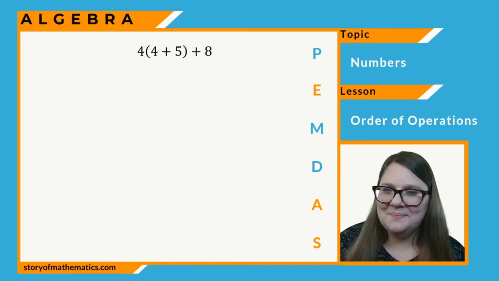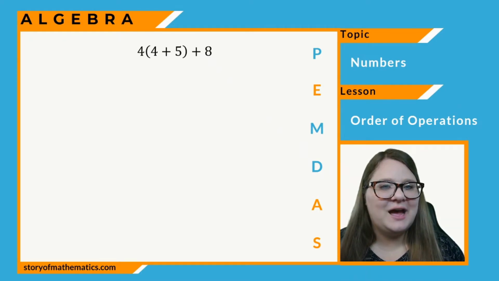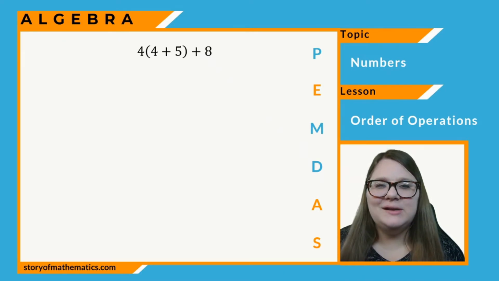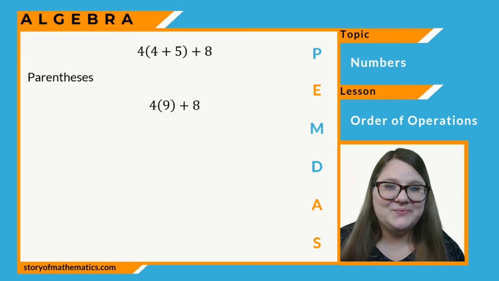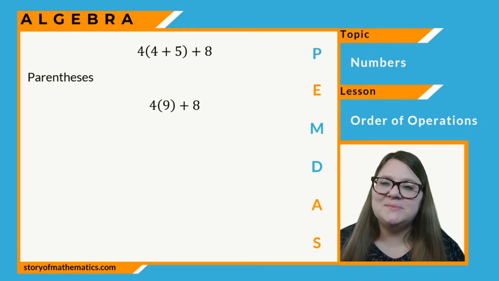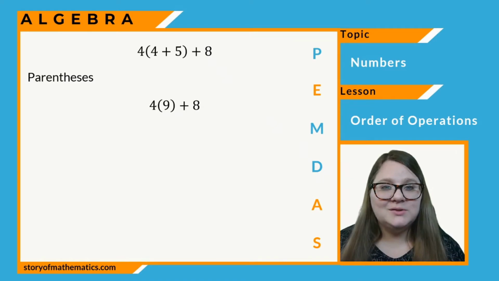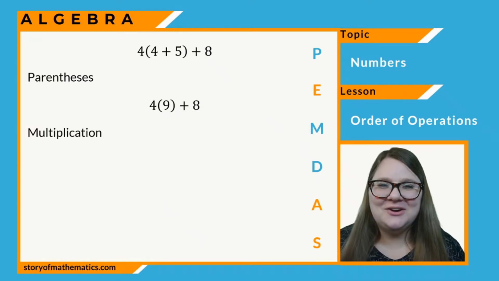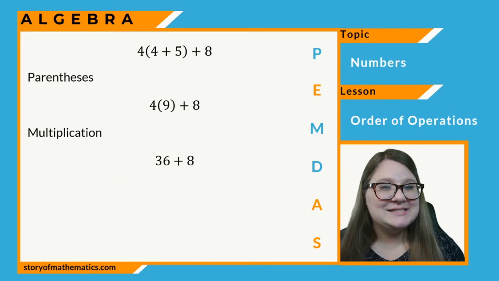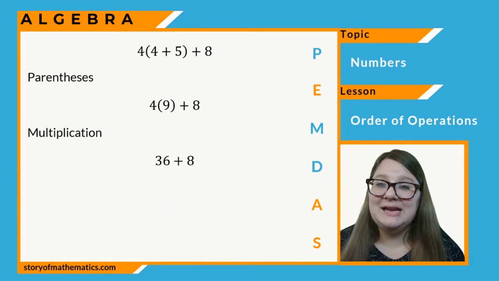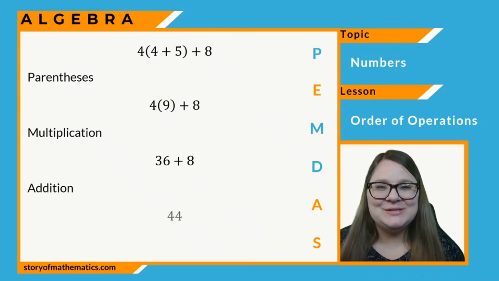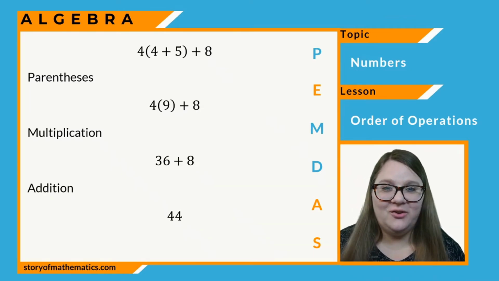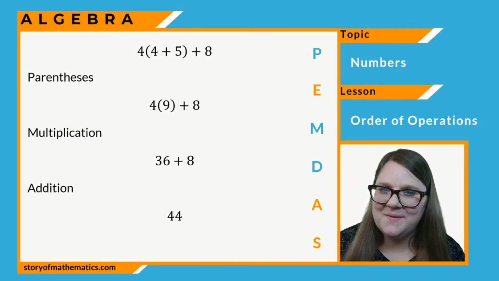Let's try this problem. 4 times (4 plus 5) plus 8. I'm going to start again with my parentheses. 4 plus 5 is 9. So now I have 4 times 9 plus 8. Now I don't have any exponents, so I'll jump down to multiplication and division. Multiplication is what comes up next. 4 times 9 is going to be 36. Now I have 36 plus 8. I look at addition and subtraction. It's only addition left. So when I add those two numbers, I end up with 44. And that's the final answer for this problem.